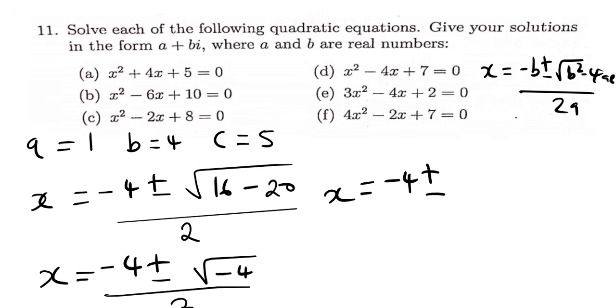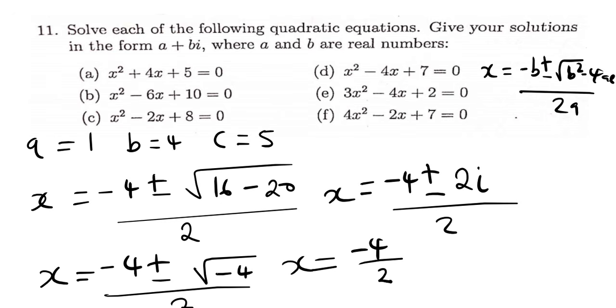It's negative i. So in this case here we're going to have 2i over 2. Then you simplify from there because they want it in that form. So in this case, negative 4 is going to be divided by 2 plus 2i divided by 2. That is the first one. The second one, x will be negative 4 divided by 2 plus, oh actually this time it's minus 2i divided by 2. So those are the two values of x that you are going to have.